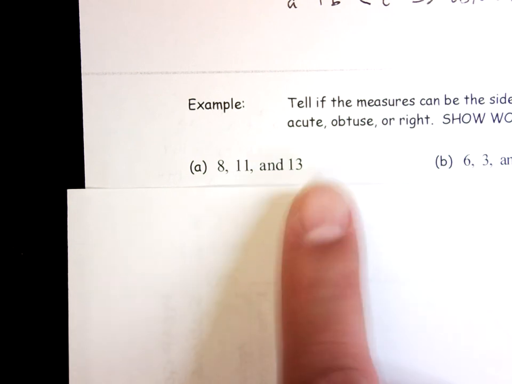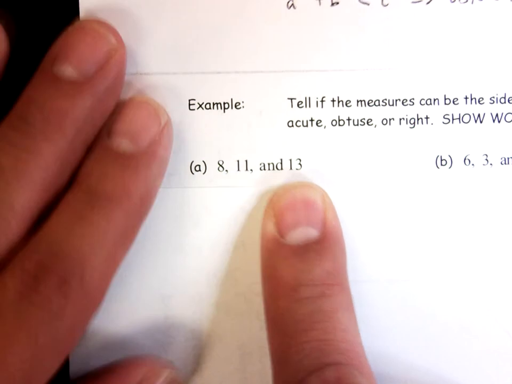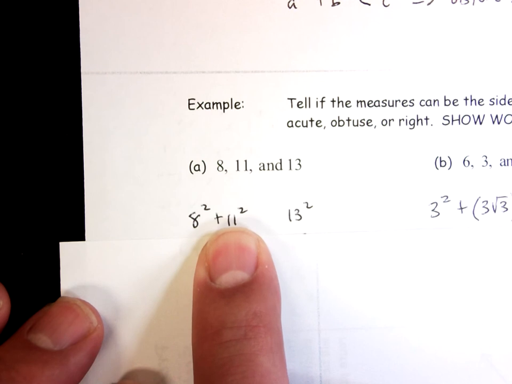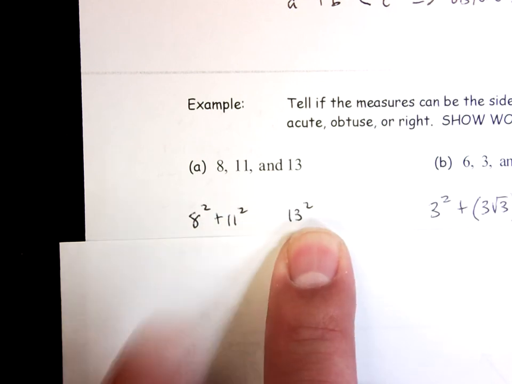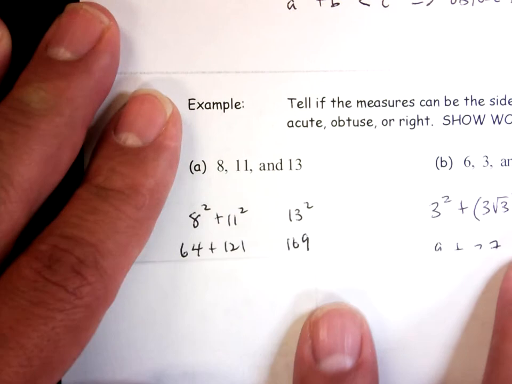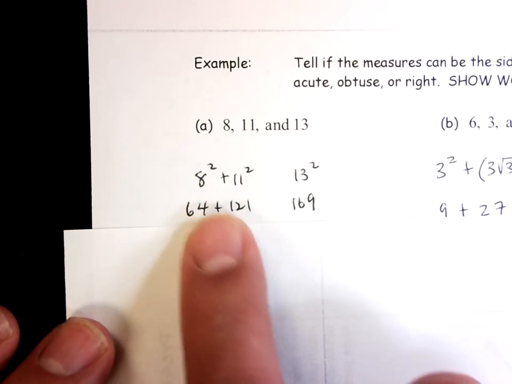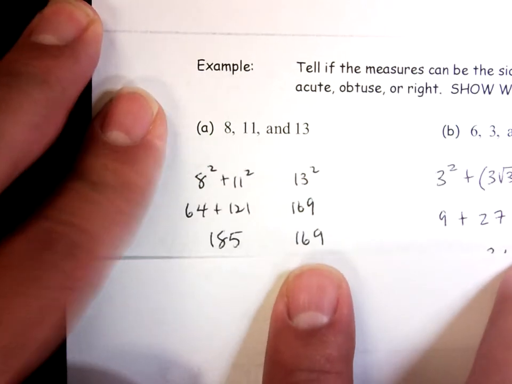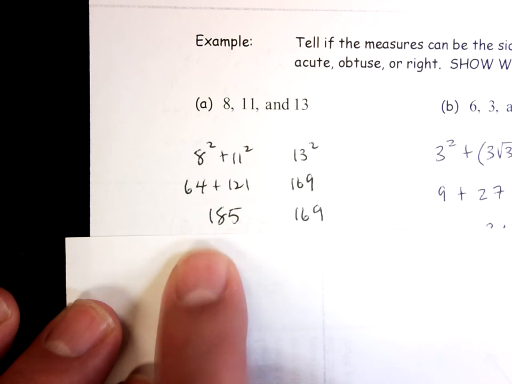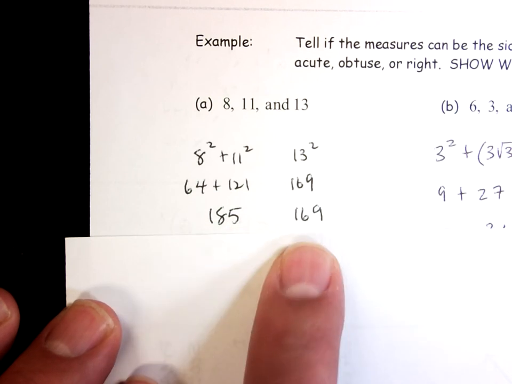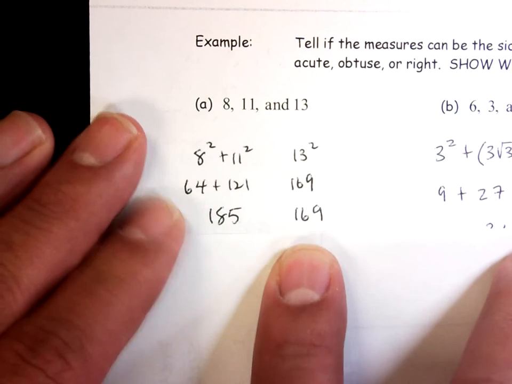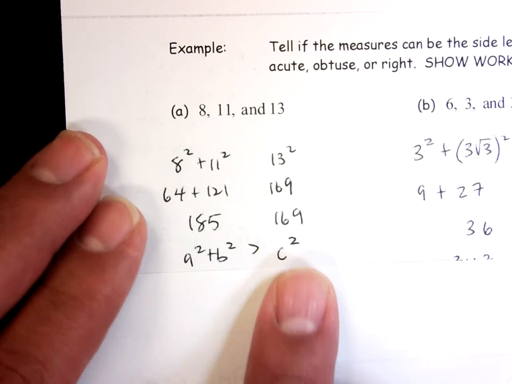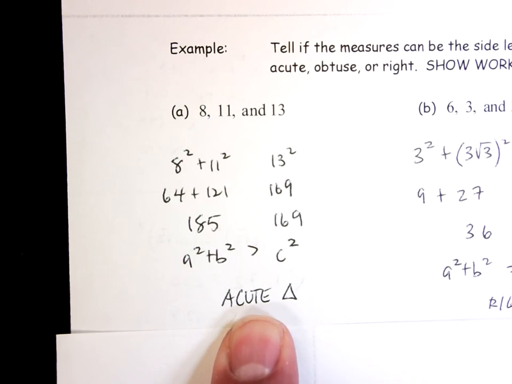So my 13 has to be my c in problem A. Now I'm going to take a squared plus b squared, 8 squared plus 11 squared, over here, and here's my c squared over here. Now I have to figure out what's true about these two sides. 8 squared is 64, 11 squared is 121, and 13 squared is 169. So now I get 185 over here. My a squared plus b squared is 185. My c squared is 169. Which one of those is bigger? This one's telling me that my a squared plus b squared is bigger than the c squared, which means I have an acute triangle. Okay?